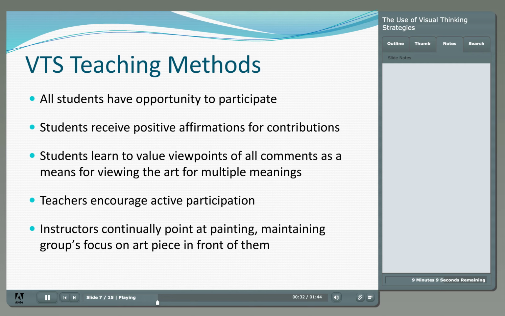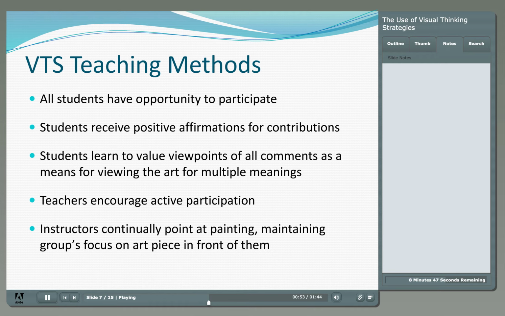The students learn to value all the viewpoints of all the comments as a means for viewing the art for multiple meanings. So in other words, if someone says that looks like a cat and another student says that looks like a dog, all of those possibilities are considered and they're all discussed. The group may find that one has more relevance than the other, but there's no right or wrong.